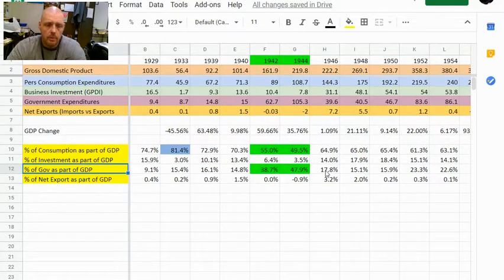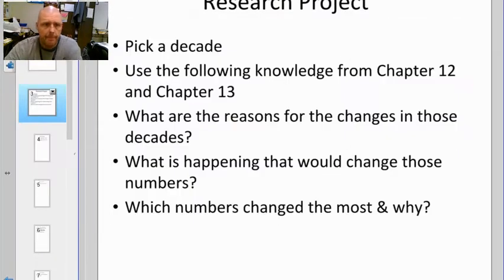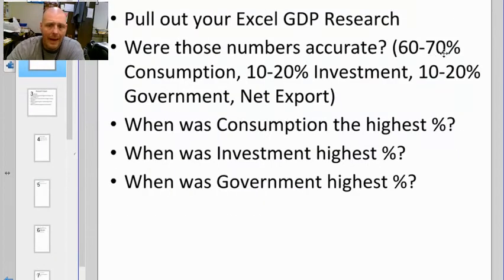So as we look back, how did I come up with those numbers? That was the research we would do after the fact. So let's move on with business cycles.